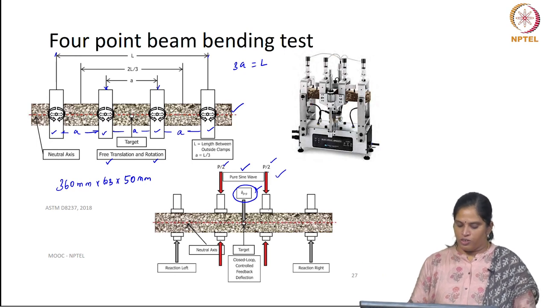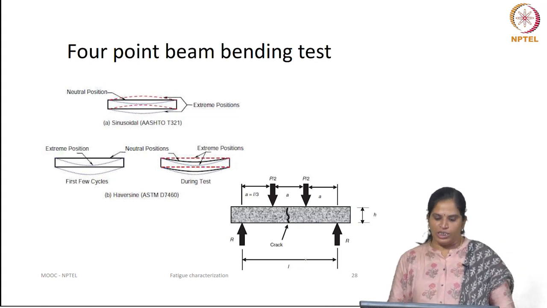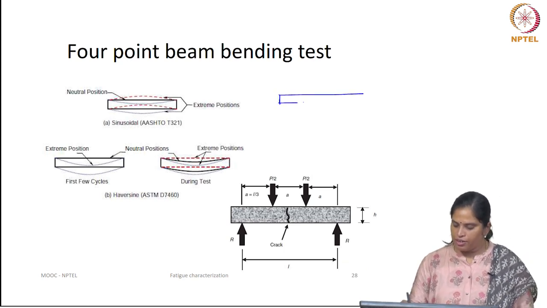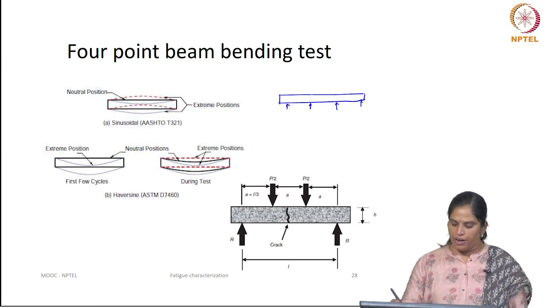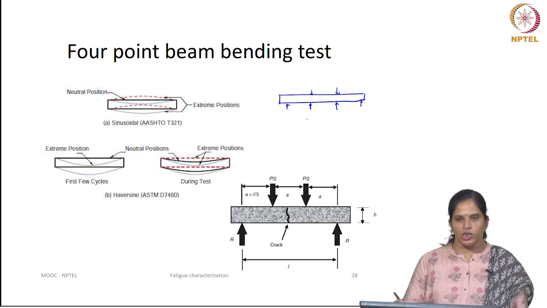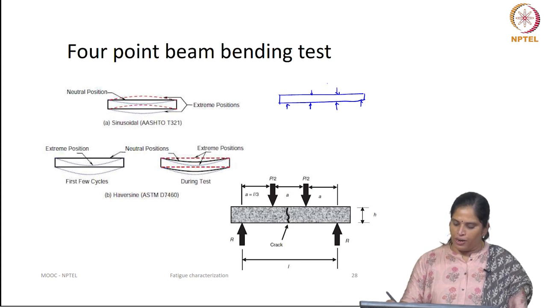Now, sinusoidal load means that we are subjecting the sample to a tension-compression loading. So you have a beam support here, and the beam is fixed at 4 points. We apply a load at the inner supports. So the load is again a repeated load in a sinusoidal pattern. So what we do is apply a tension-compression load by pulling and pushing the beam.